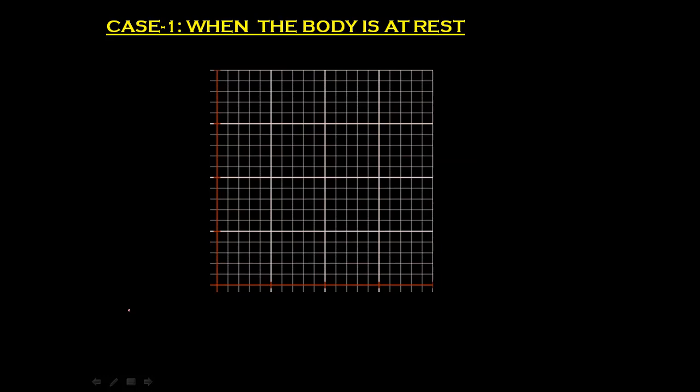Now case first, when the body is at rest. In this graph, we have taken time along x-axis and distance along y-axis. Now suppose the object is at 10 meters. Now we will record the time and see whether the object will move some distance or not. At 1 second, the object is still standing at 10 meters. Same at 2 seconds. Same is the case with the 3 second. And same at 4 seconds. Means the object hasn't traveled any distance while the time goes on increasing.